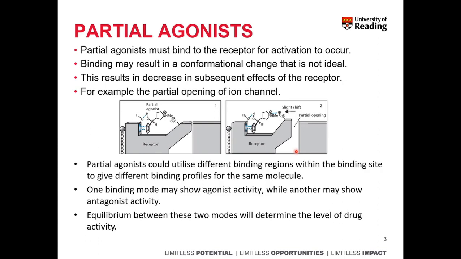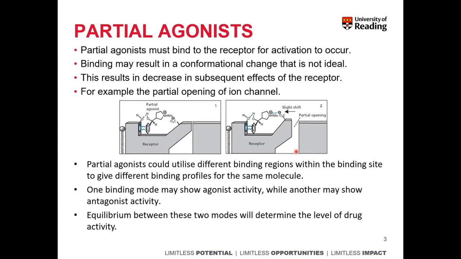Now, partial agonists can even bind in lots of different ways to the same receptor, and they can do this because we can utilize different binding regions within the binding site. And this means that the partial agonist could bind in lots of different ways. So if we're thinking of a population of receptors, maybe we have tens or hundreds or thousands within a cell, it means that some of these would be activated by the partial agonist, and in some of those binding modes we could even have the partial agonist acting as an antagonist. So it means that some of those receptors would be active partially and some of them wouldn't.